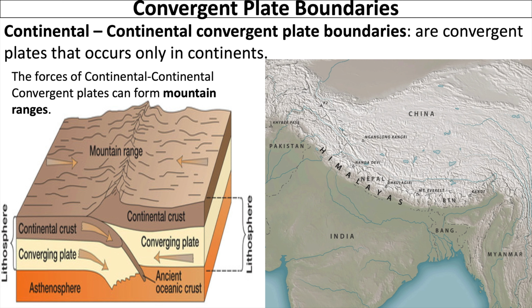A good example of mountain ranges can be found in the Himalayas, in the Asian continent, which was formed when India collided with the Asian continent. The forces of continental plate boundaries can form huge mountain ranges.